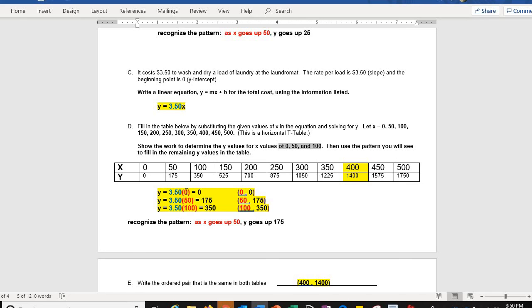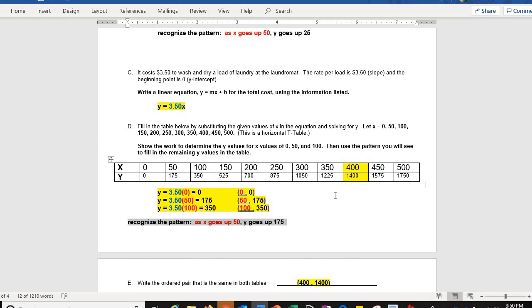So here I am doing my math. I'm showing the work. 3.50 times 0 is 0. There's my first ordered pair. I put 0 in for Y. 3.50 times 50 is 175. There's my ordered pair. There's my 175. And so on for 100. Plugged it in. And then I looked at the pattern and I said, every time I go up 50, I'm going up for Y by 175. So I just keep adding 175 all the way up and fill in the rest of the table.